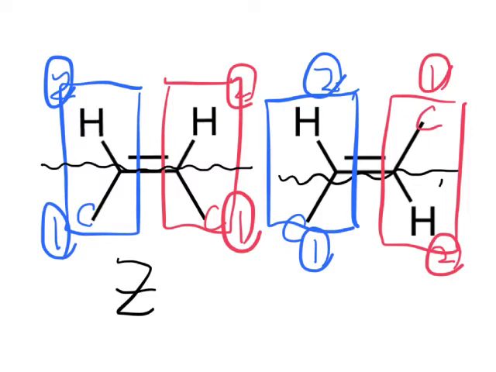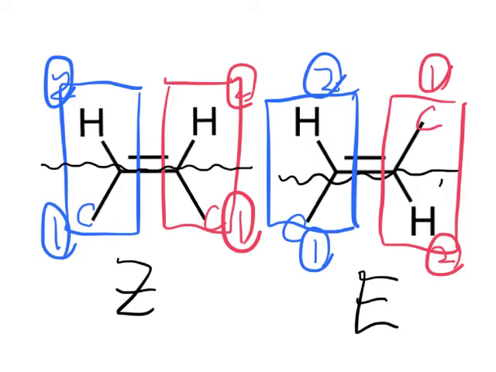So we're going to refer to this as the German word for opposite, which is entgegen. So this is actually the E isomer. In a way, Z molecules are sort of like cis molecules, and E molecules are sort of like trans molecules. But we're not going to use cis and trans anymore. We're going to use this Z and E nomenclature because it is a little bit more unambiguous.